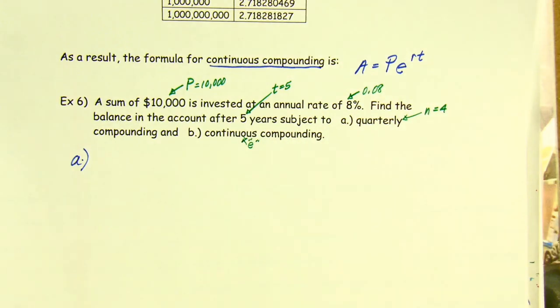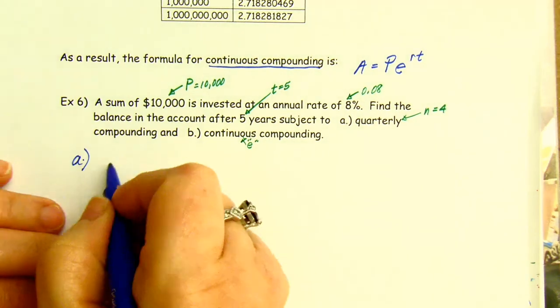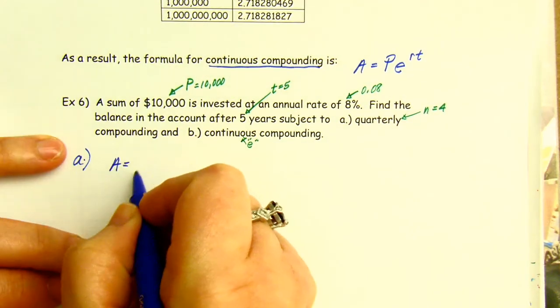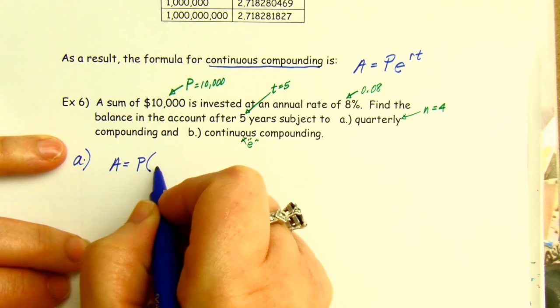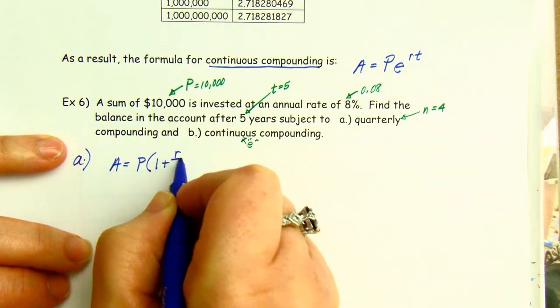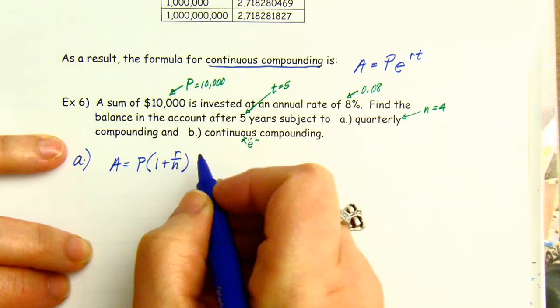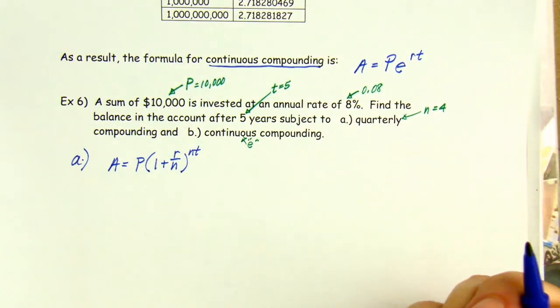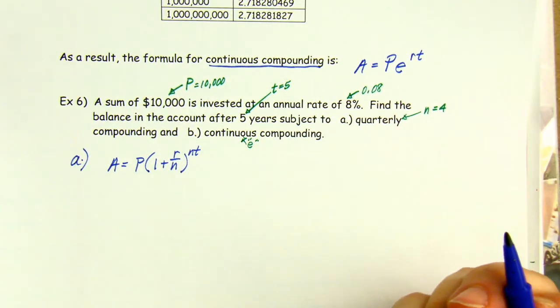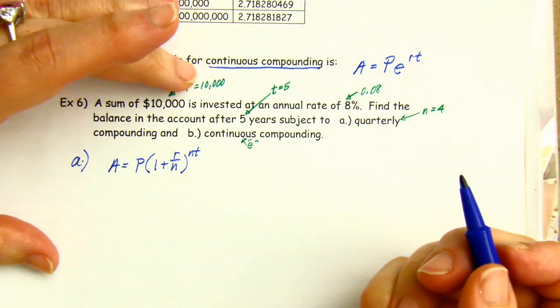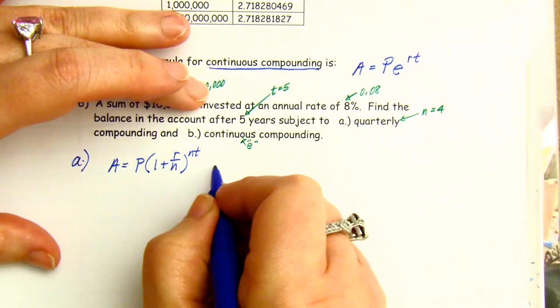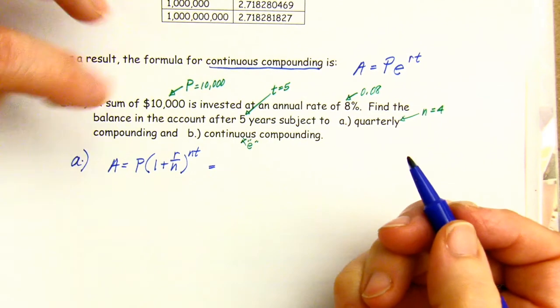So part A is using the first formula, which is A equals P times the quantity 1 plus R over N, raised to the NT power. Now, on an assessment, you would be given the formulas, so you don't have to memorize the formulas. You just have to know how to use them. All right, I'm solving for A.